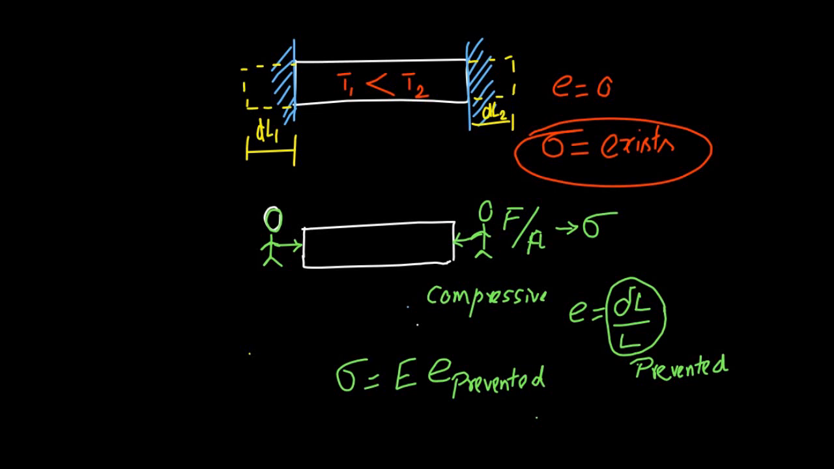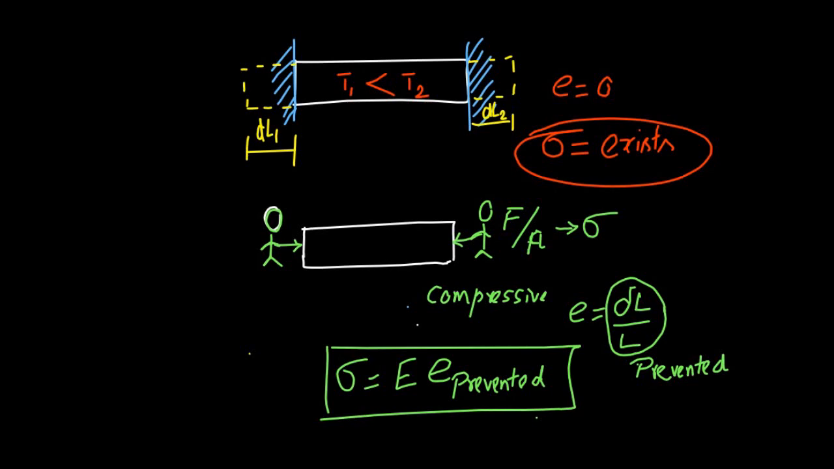All right, so that leads to the concept of thermal stress. That leads to the manifestation of thermal stress. So this is the correct mathematical definition of thermal stress: it's Young's modulus into strain prevented or arrested. Now, if the strain is allowed to occur freely, then there will not be any thermal stress.